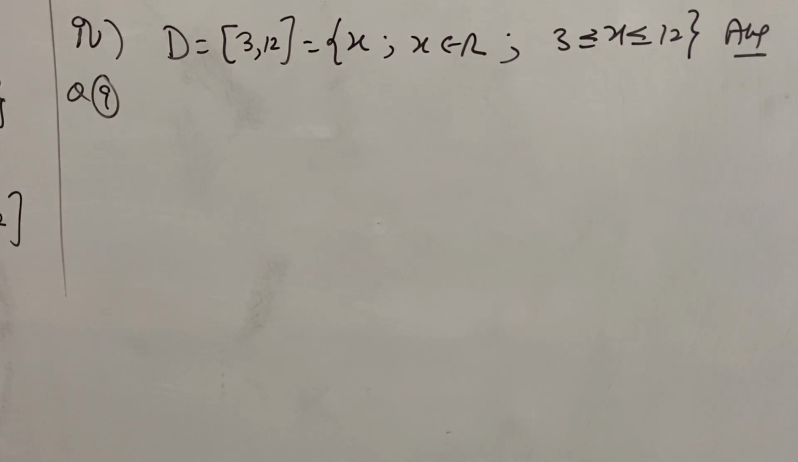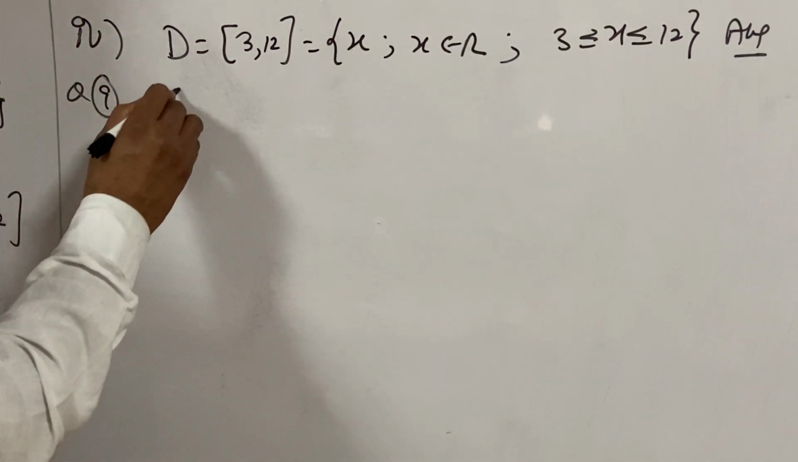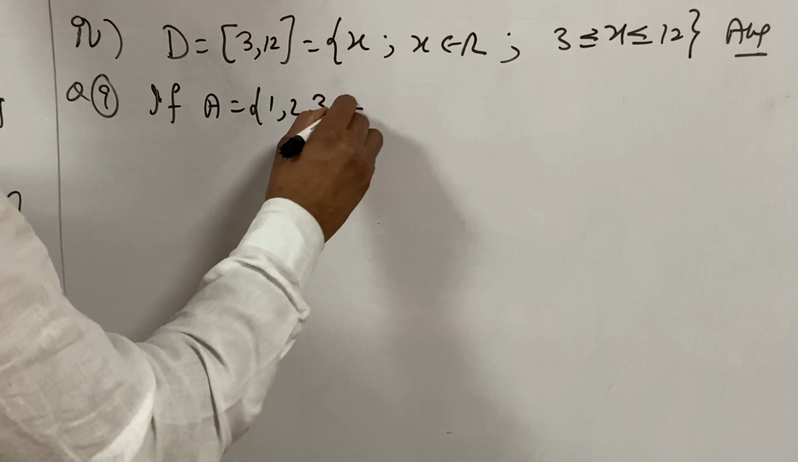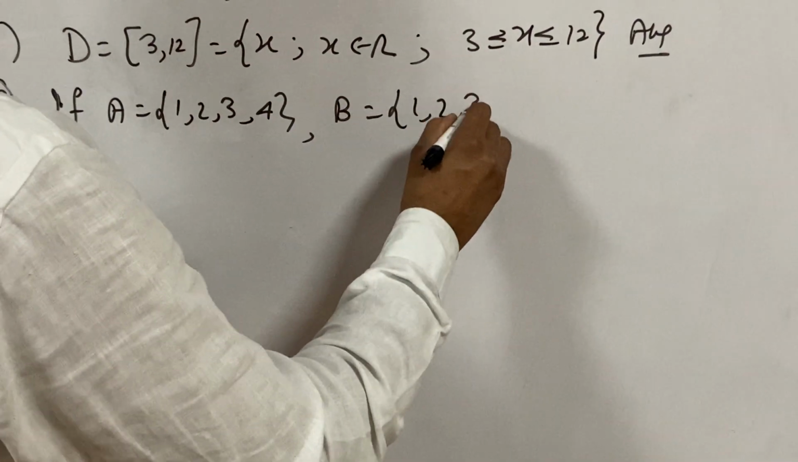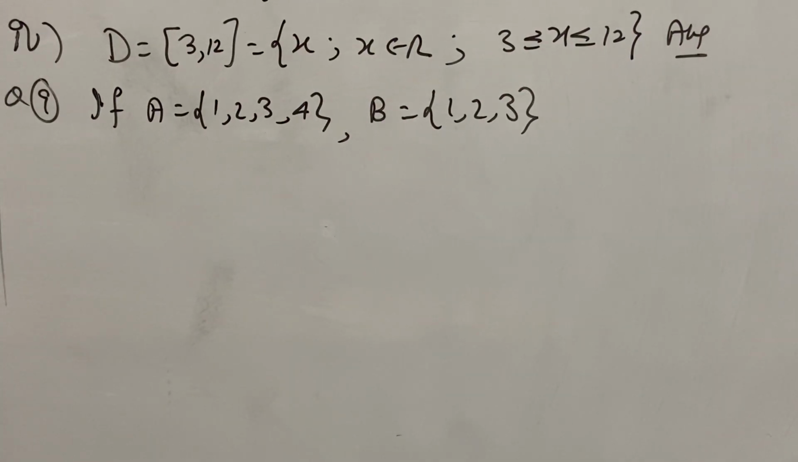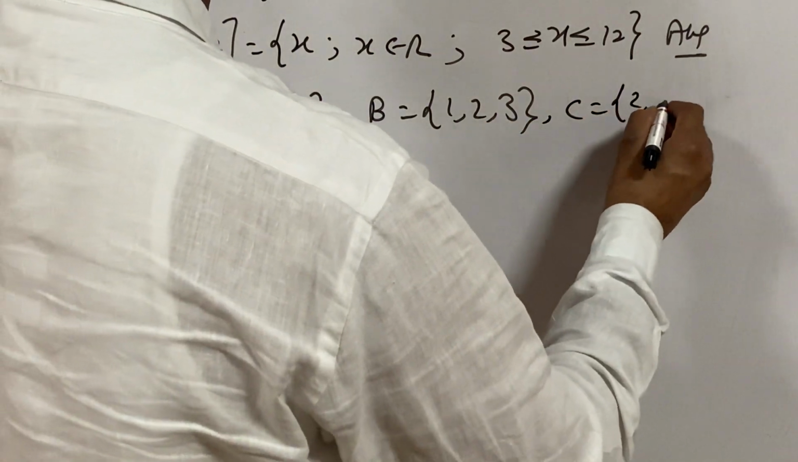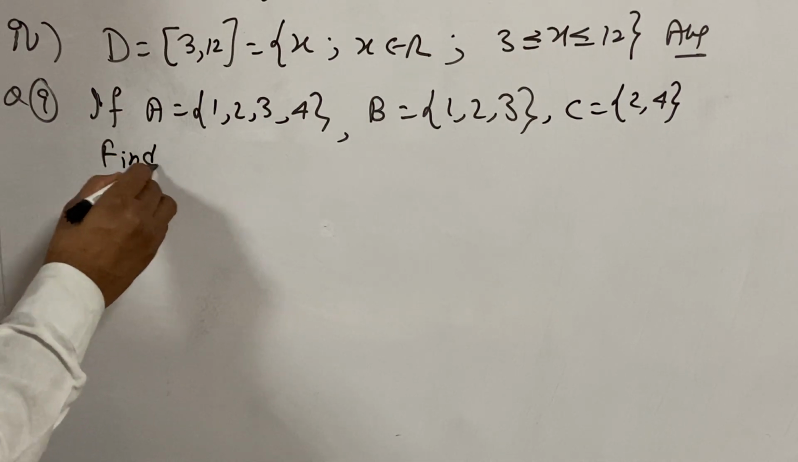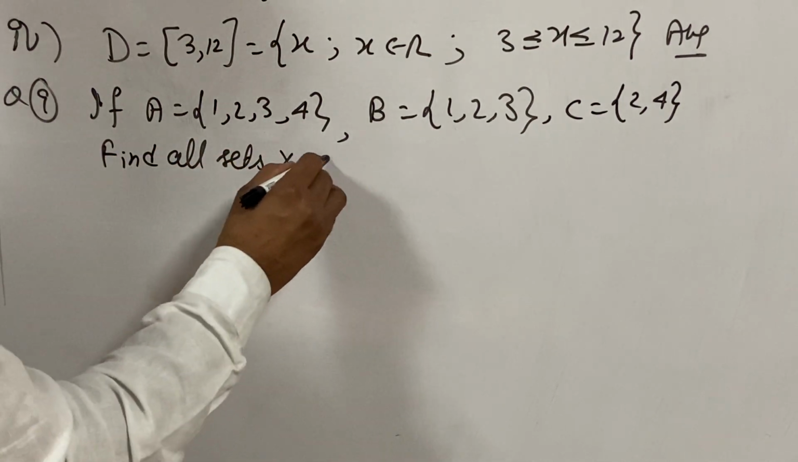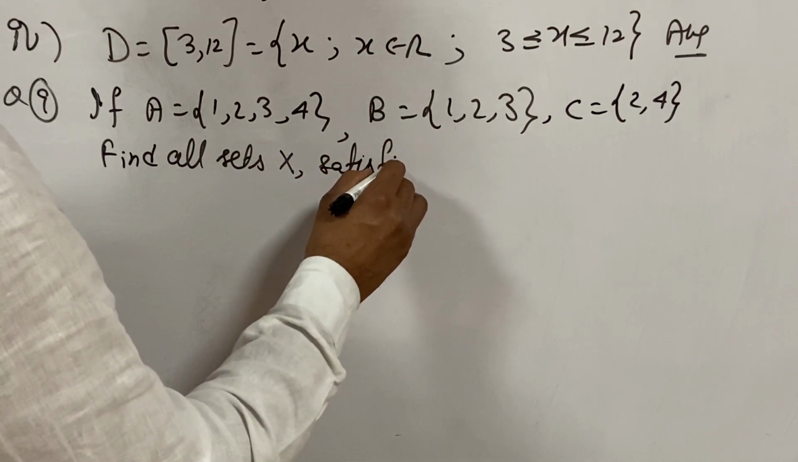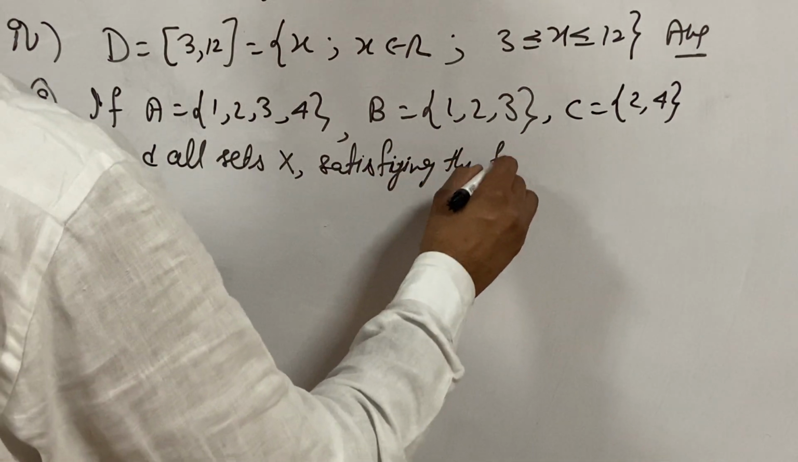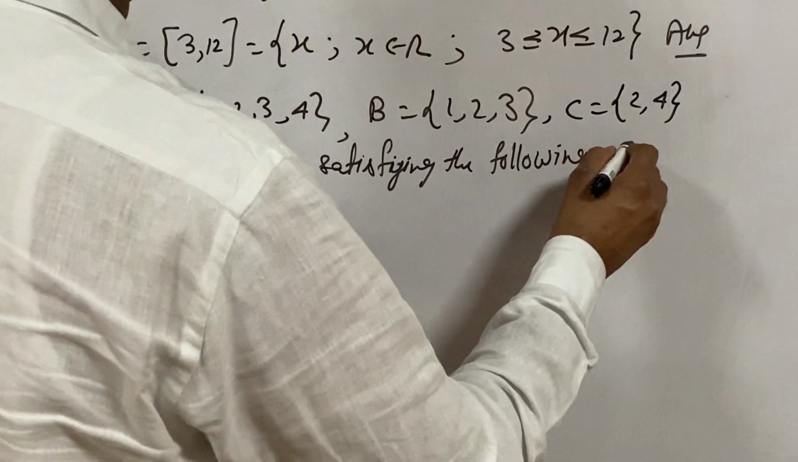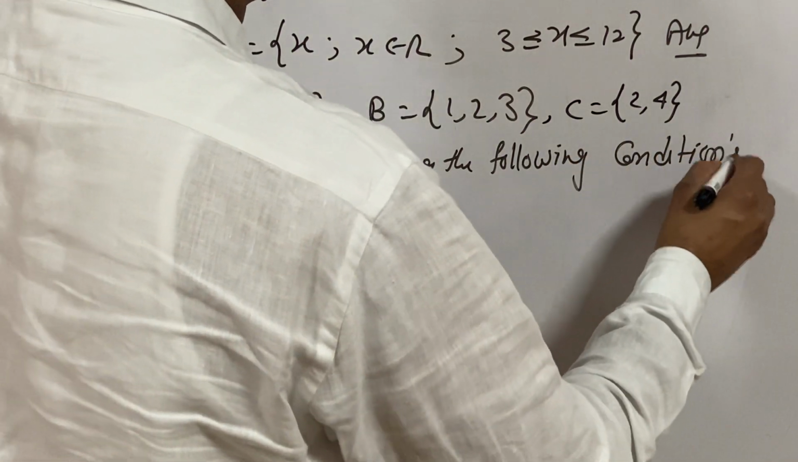Let A equal to {1, 2, 3, 4}, B equal to {1, 2, 3}, C equal to {2, 4}. Find all sets X satisfying each pair of the following conditions.